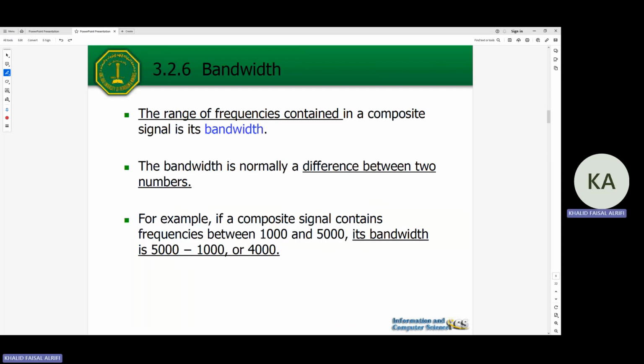The bandwidth is the range between the frequencies contained in a composite signal. So only in a composite signal can the bandwidth concept be applied. In simple wave, non-composite signals, you can't apply the concept of bandwidth. The bandwidth is normally the difference between two numbers, usually the highest and the lowest. For example, if a composite signal has frequencies from 1000 to 5000, the bandwidth will be the subtraction of 1000 from 5000, and the answer will be 4000.